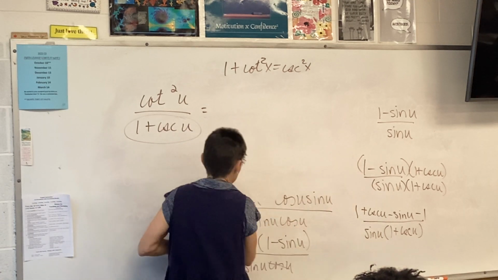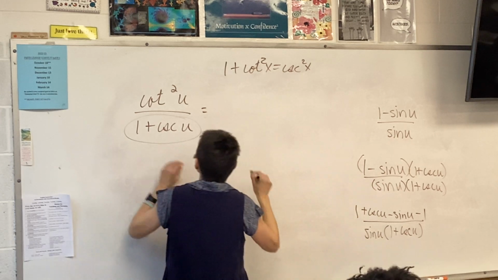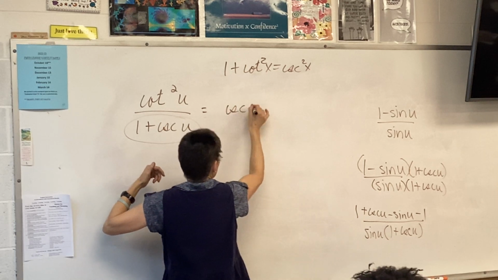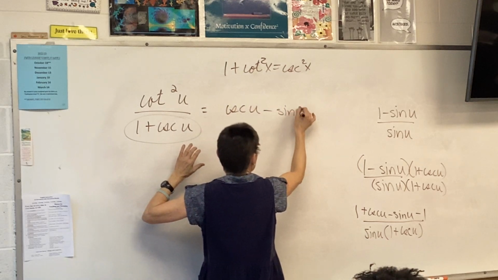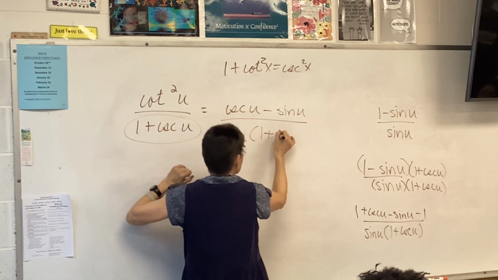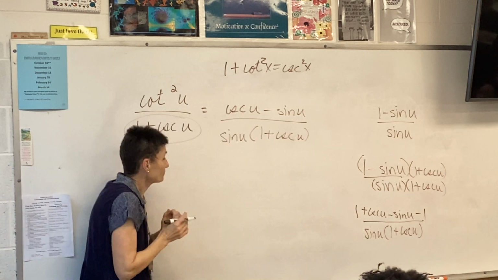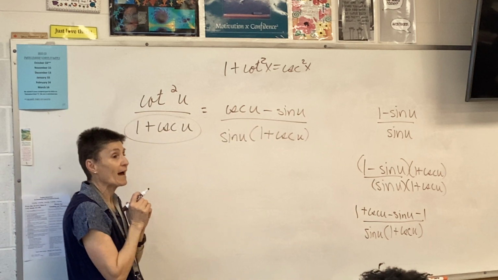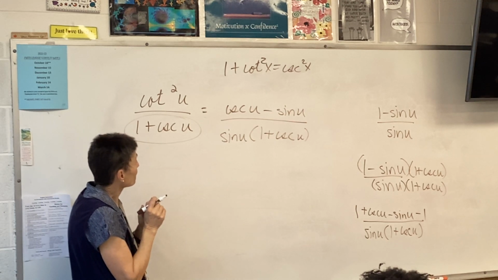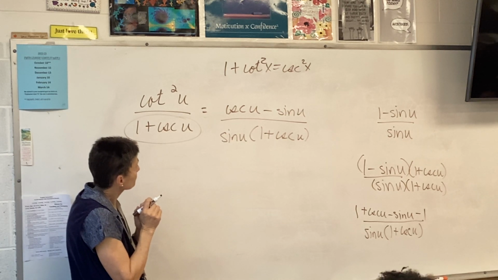This is getting big. I'm pretty sure there's a shorter way to do all this, but we're powering through. So we get cosine minus sine over sine times 1 plus cosecant. Oh, you can't cancel the sines yet, can you? No, because you haven't factored the numerator. Well, you could take out a sine. Yeah, 100%. Take out a sine.